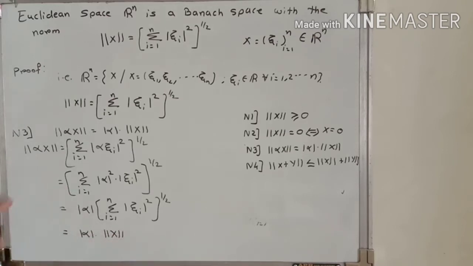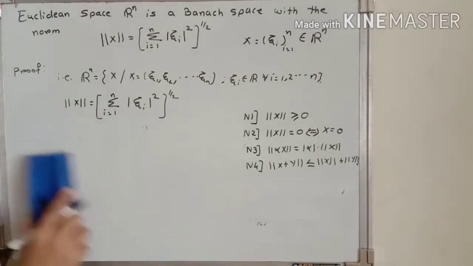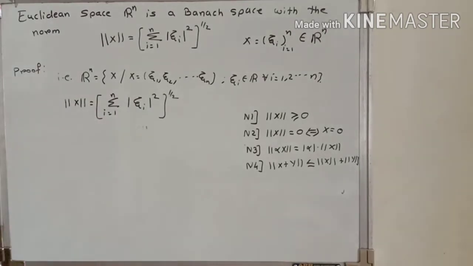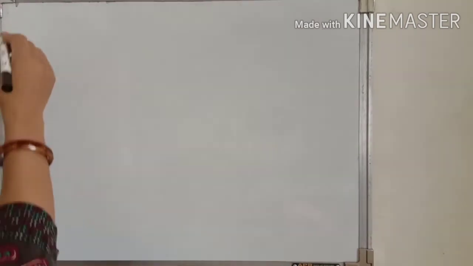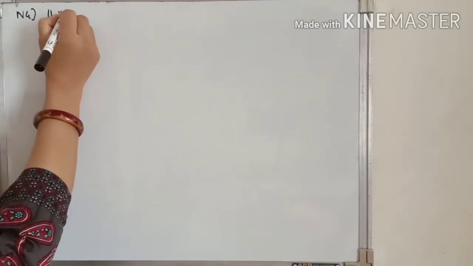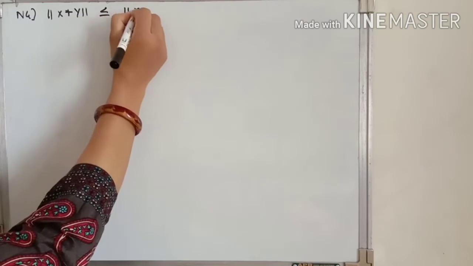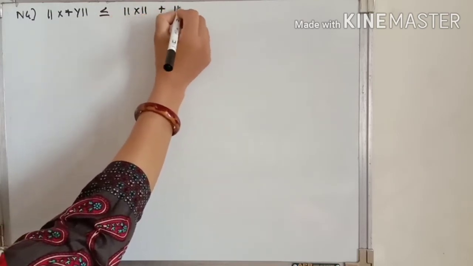We start with norm of αx. Then by applying the definition, we get that it is equal to |α| times norm of x. So the third property of a norm is satisfied. Now we have to see the last property, that is the triangle inequality. Now we prove the fourth property of a norm, that is norm of x + y is less than or equal to norm of x plus norm of y.